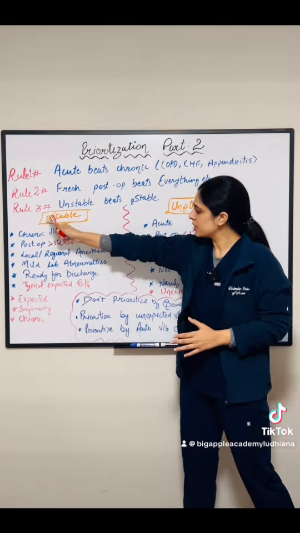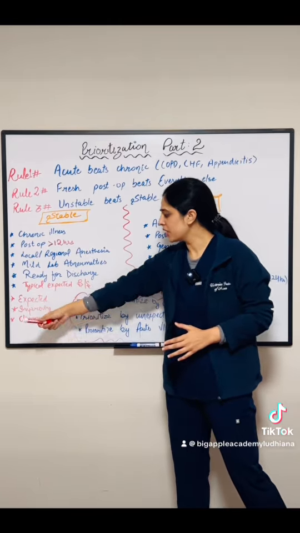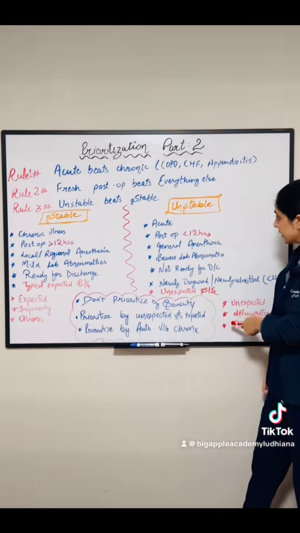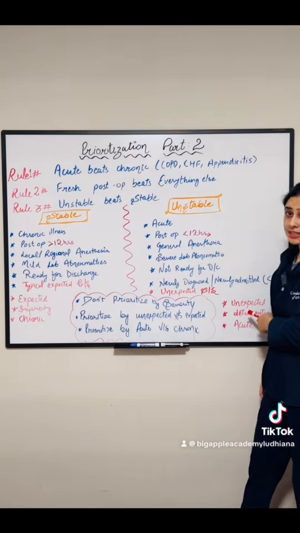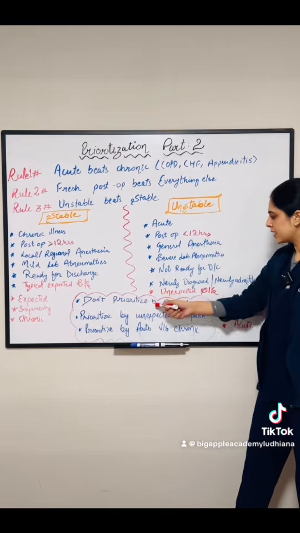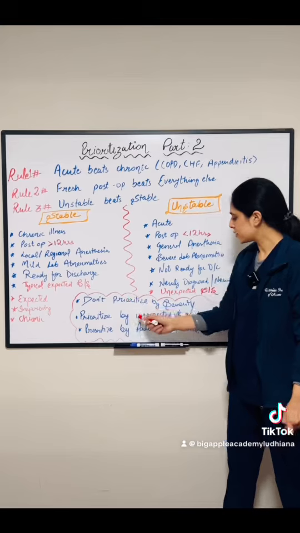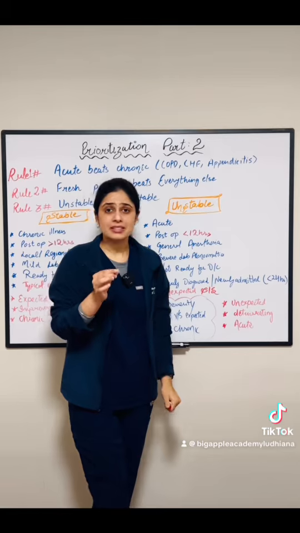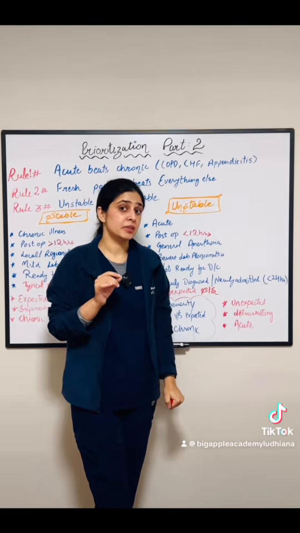So always remember, stable means expected, client is improving, and chronic condition. So unstable is always unexpected, acute, and client's condition is deteriorating, that means your client is unstable. So always think, don't prioritize by severity, always prioritize by unexpected versus expected, prioritize by acute versus chronic. If you keep all these things in mind, you will never miss choosing the best option.